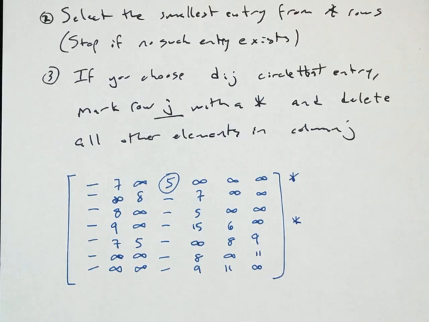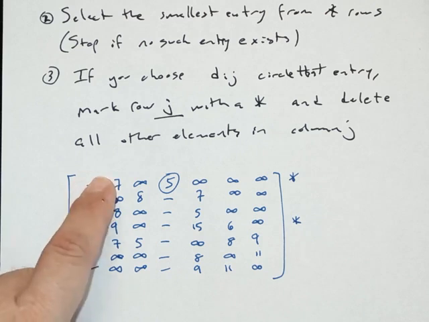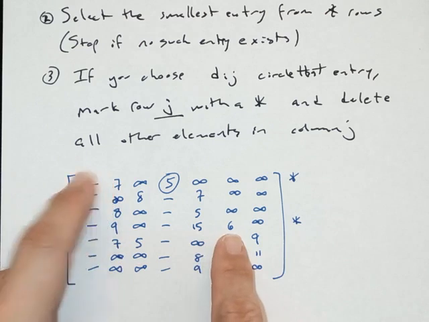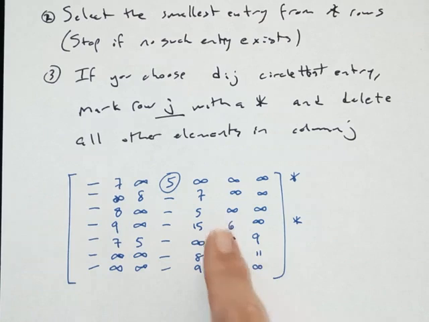I have two possible rows to select from. What is the smallest number in either row 1 or row 4? Because the numbers in row 4 are 9, 15. Oh, wait a second. I have a 6 there, don't I? I've got to be careful. So it turns out that the smallest number I want is the 6 in row 4.